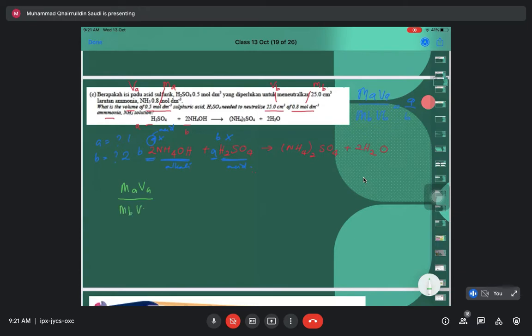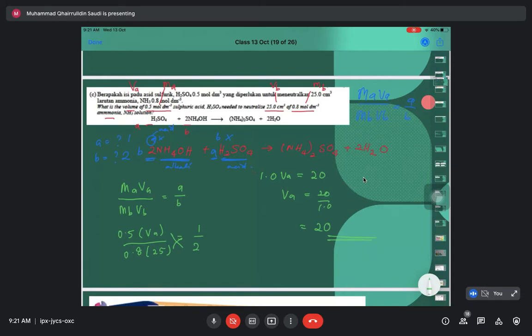Okay? MAVA over MBVB equal to A over B. So, plug in the value 0.5 times VA over 0.8 times 25 equal to 1 over 2. So we have 1.0 VA equal to 20. So VA is 20. What is the unit for this volume of acid?